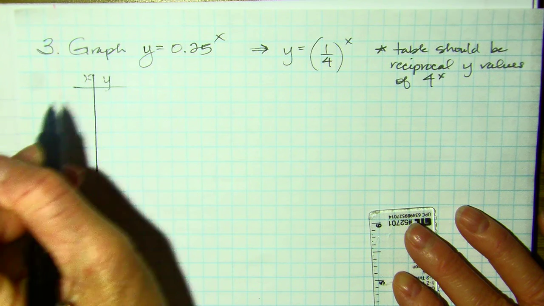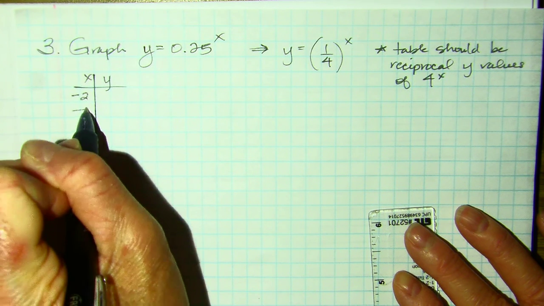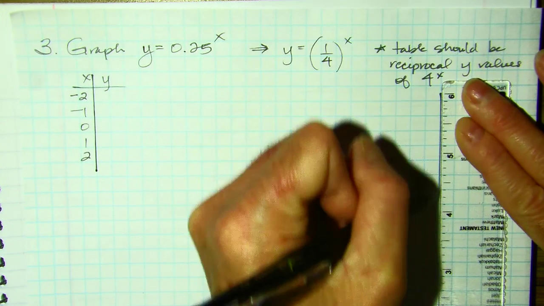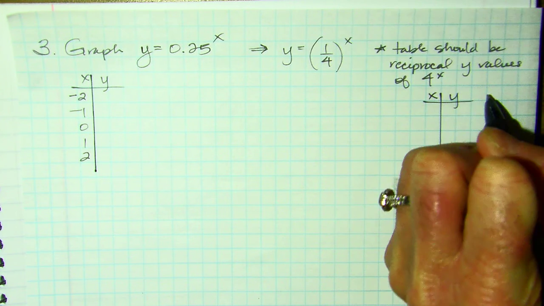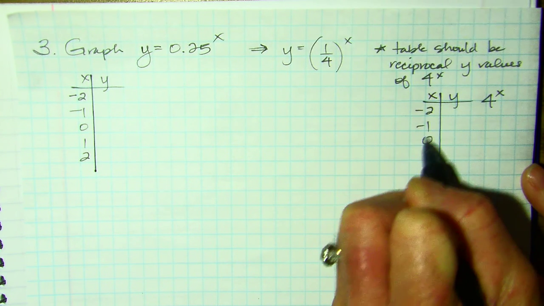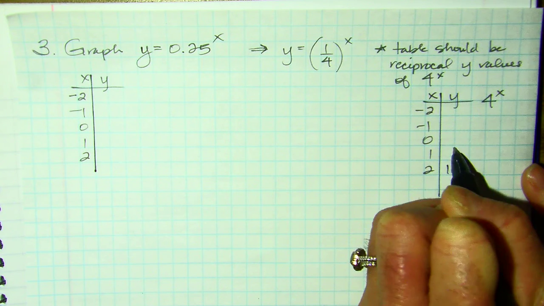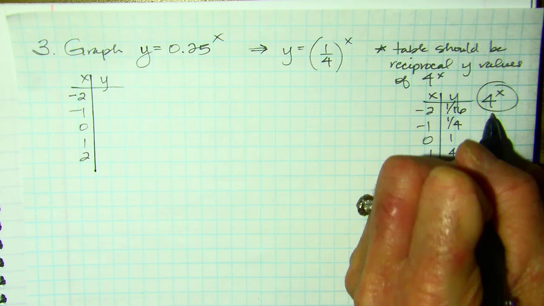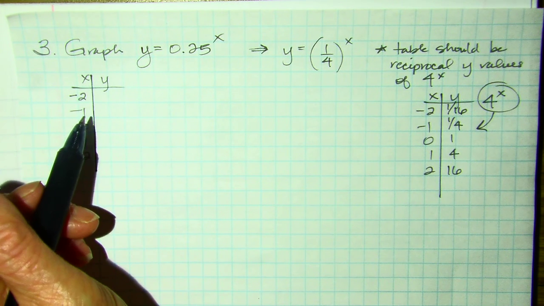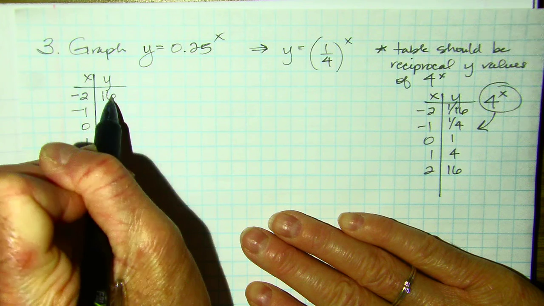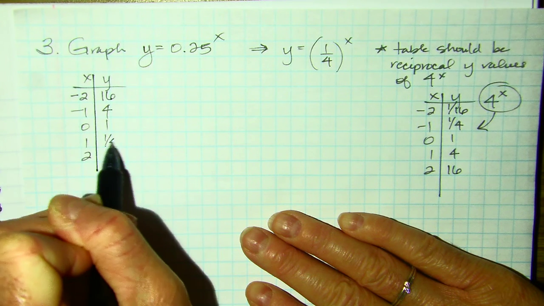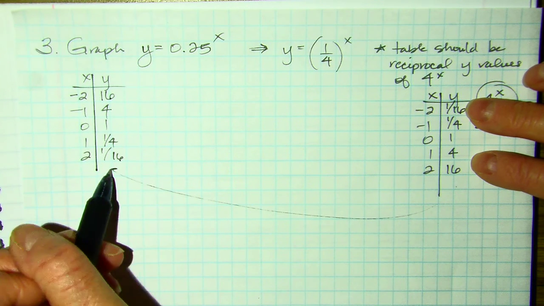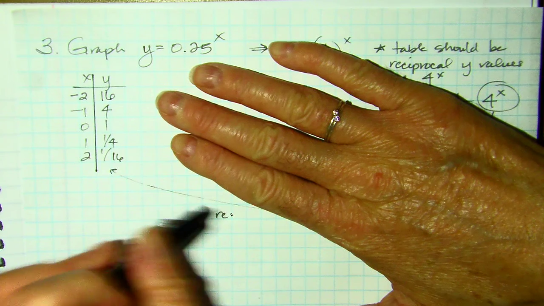So x, y, -2, -1, 0, 1, 2. So I know that for 4 to the x, this would be 16, 4, 1, 1/4, 1/16. So this table should be a reciprocal of that. -2 should give me 16, 4, 1, 1/4, 1/16. Notice I've flipped my y values.